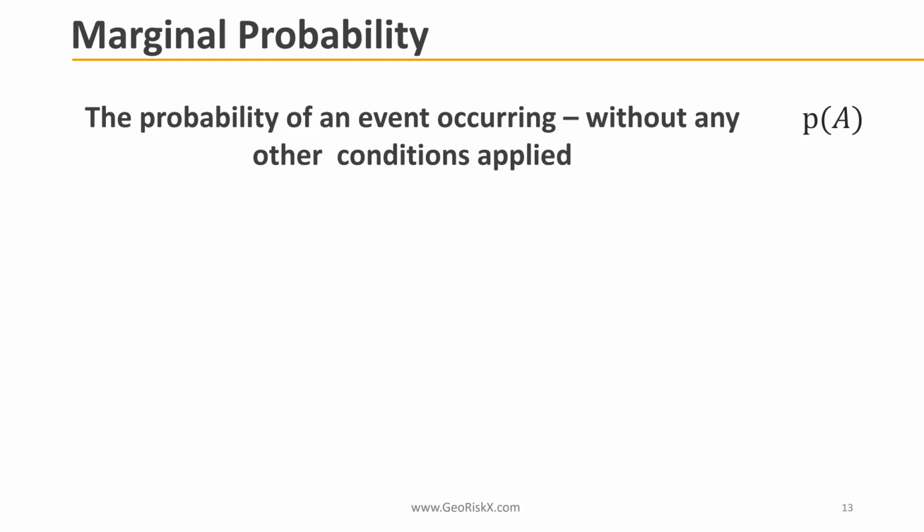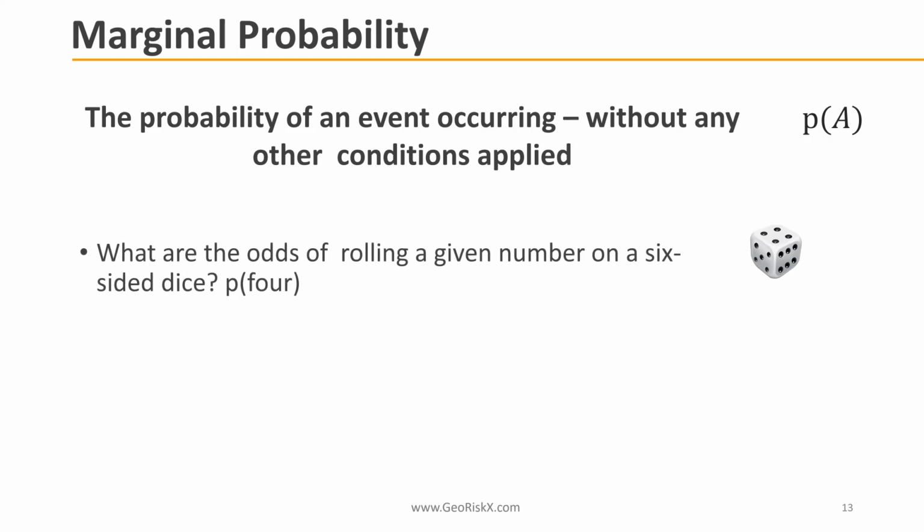Now, where do we see this in our day-to-day lives? Well, I like to play a lot of dice games with my kids. And when you play a lot of dice games, you have to build up some intuition about the probability of a given outcome. So, for example, what are the odds of rolling a given number on a six-sided dice? What's the probability that you roll a 4? Well, six-sided dice, only one side has 4 dots, so it's a 1 out of 6 chance. Very simple, and can be very intuitive when you apply it to situations that you're familiar with.